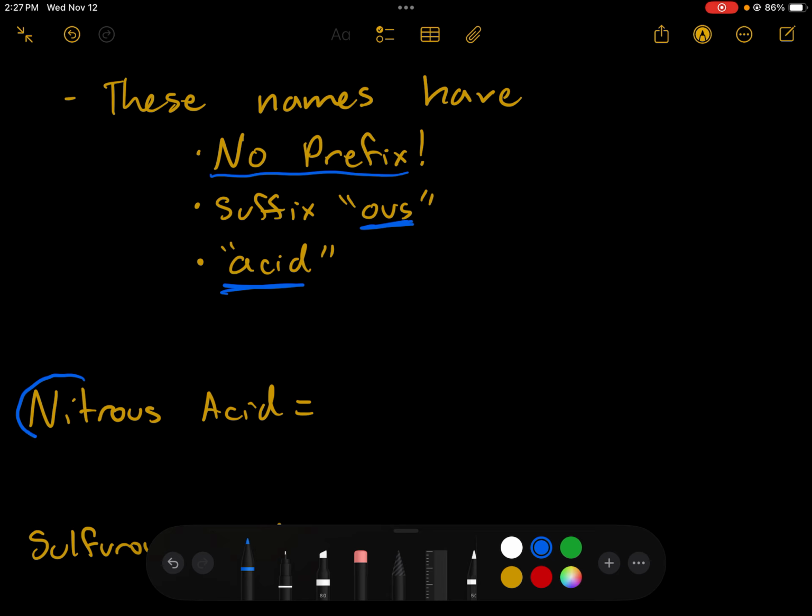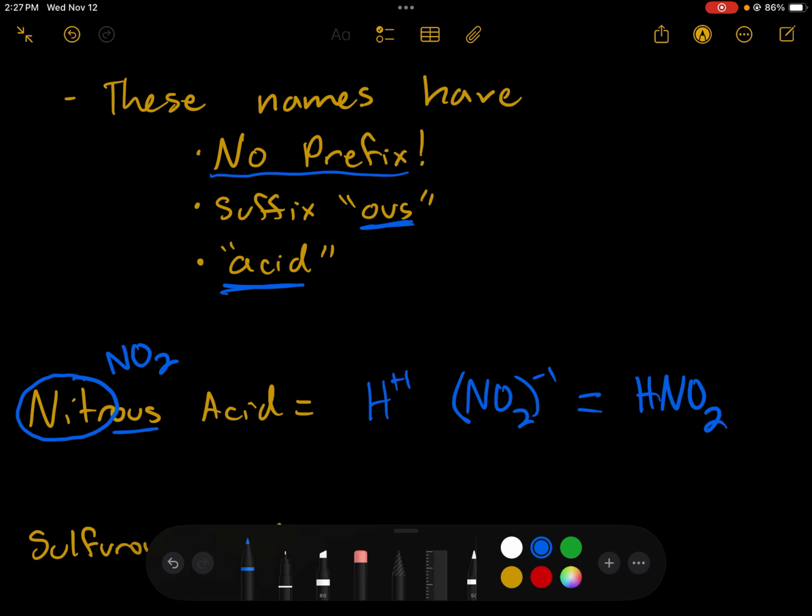So I see that my root is nitr and my suffix is ous. So instead of nitrate, this time I'm looking at hydrogen with the polyatomic nitrite, which is NO2. Once again, I'm going to swap and drop. So I take my H+ and my NO2 with a -1 charge, I swap and drop them, and I get HNO2.